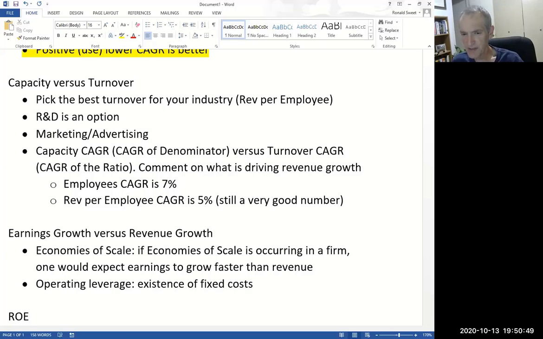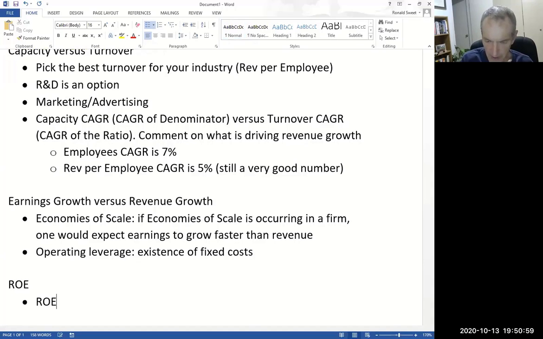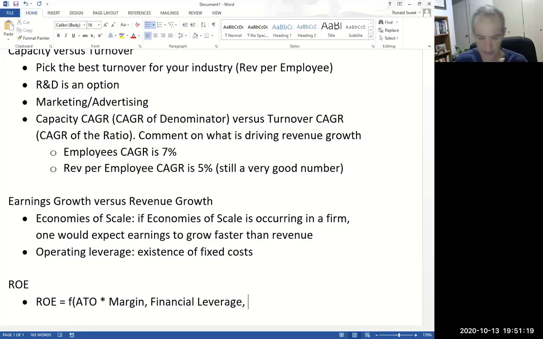A lot of students lose points there because they don't realize what I'm trying to get to, which is economies of scale. And then the last thing that students struggle with is the ROE. So the ROE is going to be a function of ATO times margin. That's your last graph before you get into ROE. It's going to be a function of financial leverage. You have that graph that shows how levered they are, and then it's going to be a function of the tax impact.